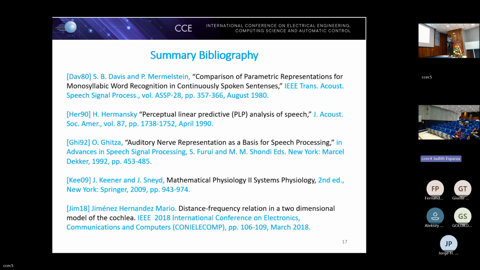This book describes all the macromechanics in the cochlea and proposes several solutions, for example, Fourier series, the damping harmonic oscillator, the difference of pressure, and the fluid mechanics. And this is my work, where I present the distance frequency relation in a two-dimensional model of the cochlea. With my relation, I constructed these filters, and with these filters, I propose selecting the frequency interval of the formants of the Spanish language to filter the noise.